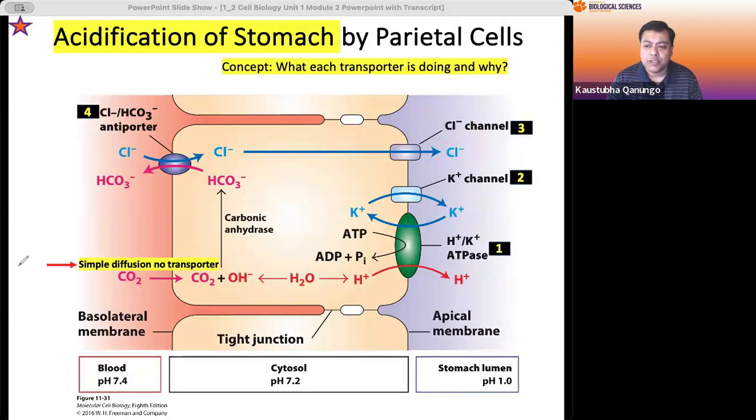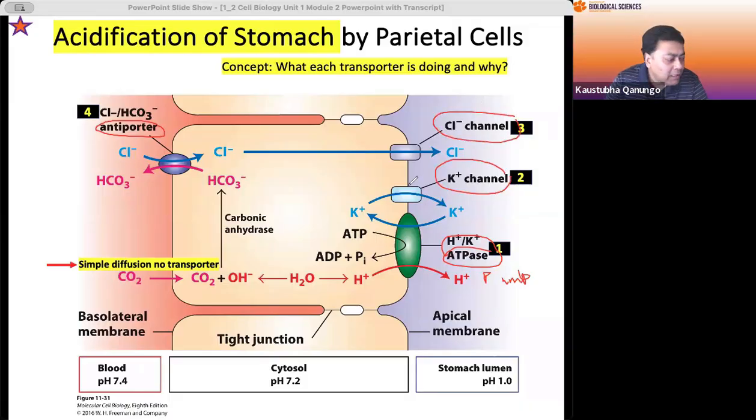A take-home message. Which transporter is not present in here? So you see that this is an antiporter. This is a sodium-potassium ATPase or pump. This is a potassium channel. This is a chloride channel.